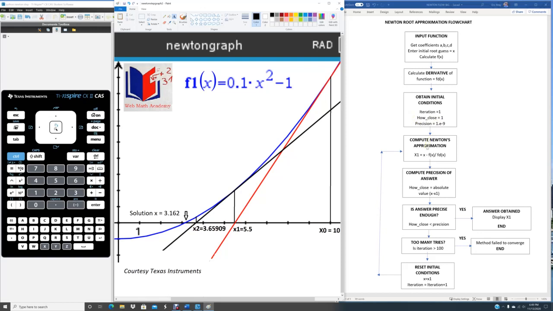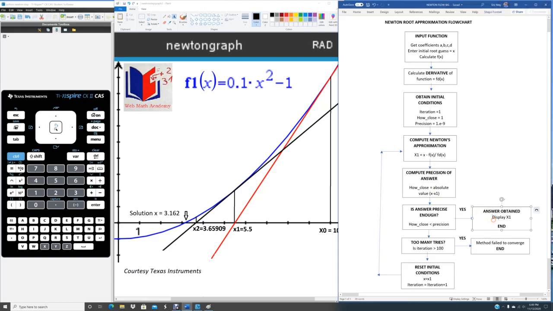Once we have that information, we're all set to start our Newton's root approximation. x1 equals x minus the function divided by its derivative. After we calculate that, we calculate how precise we're at, how close, and that's going to equal the absolute value between x and x minus 1. If that answer is precise enough for us, that is, if how close is less than the precision that we asked for, which again is 10 to the negative 9th, then yes, we will get our answer, we will display it, and that will be the end of the program.